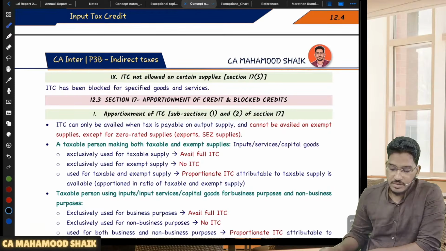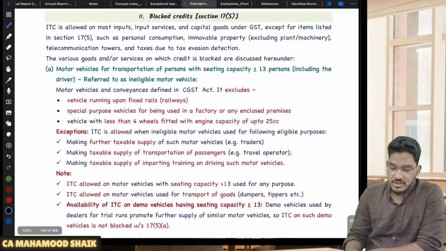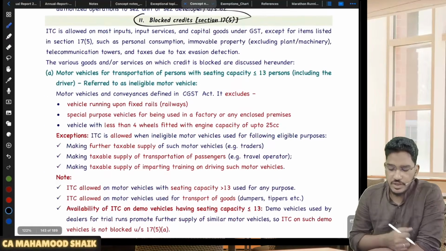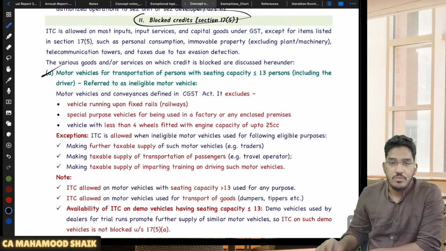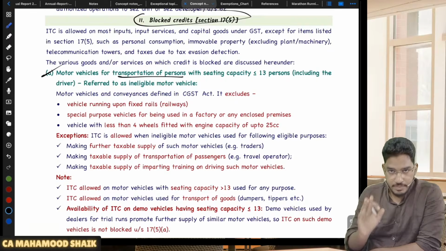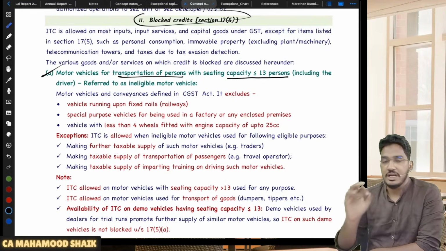Sir, what are those inward supplies on which ITC will be blocked? All that discussion is contained in Section 17, subsection 5. Let us have a quick look at what goods or services ITC will be blocked on. First one, motor vehicles designed to carry passengers. Motor vehicles for transportation of persons having a seating capacity of less than or equal to 13, which we call an ineligible motor vehicle.